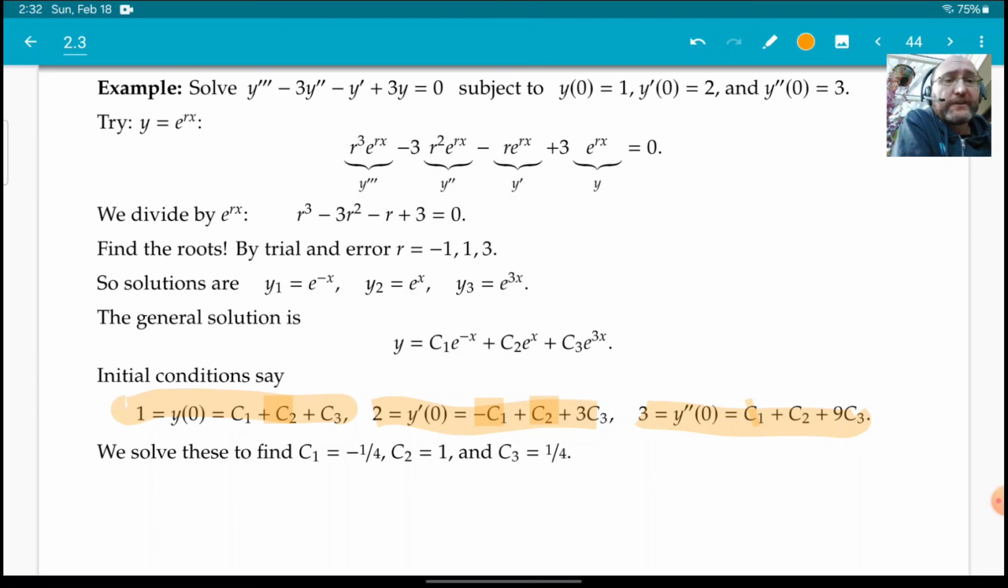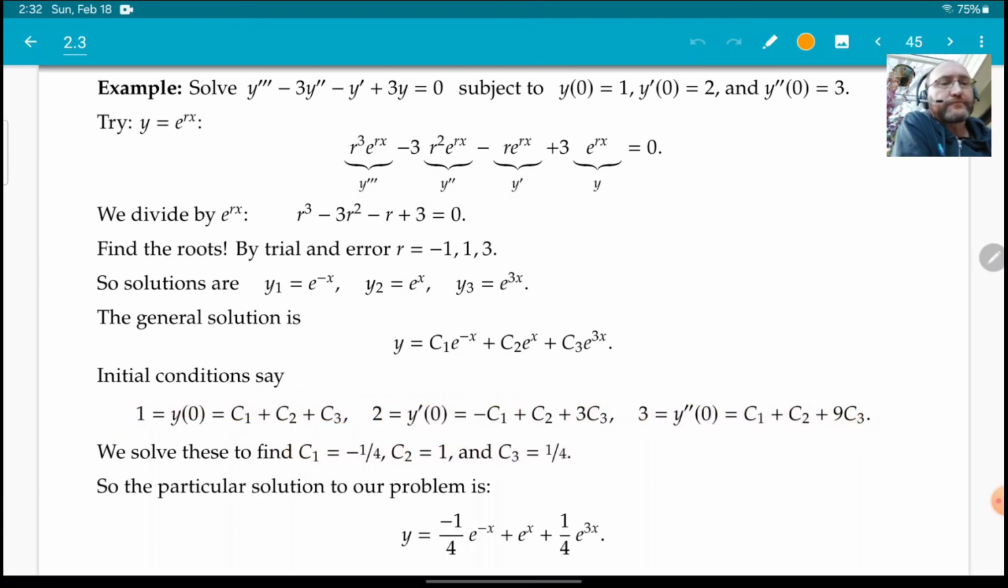However you want to do it, this is the result, right? C1 is minus a quarter, C2 is 1, and C3 is a quarter. And so the particular solution, the one that solves this initial value problem, is precisely minus a quarter times e to the minus x plus e to the x plus a quarter times e to the 3x. And again, you could check that this really satisfies these initial conditions.